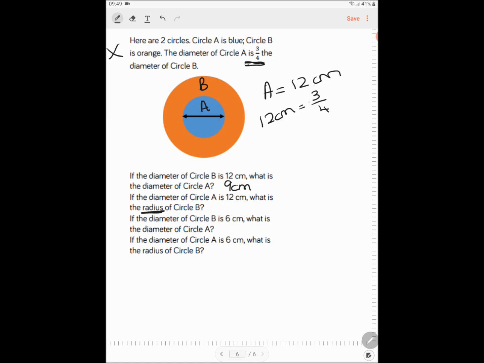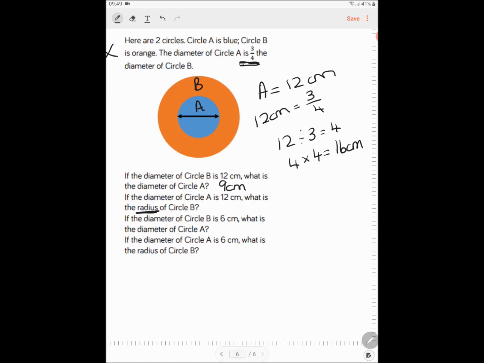So I'm going to divide by the numerator and then multiply by the new numerator, which would be 4 in this case. So 12 divided by 3 gives me 4 centimetres. And because now I want 4/4, 4 multiplied by 4 equals 16 centimetres. But that has given me the diameter, not the radius. So now I've got to do another step, which is halve that. So 16 divided by 2 will give me 8 centimetres. So the radius for this circle would be 8 centimetres. There was quite a lot to actually do for that problem.